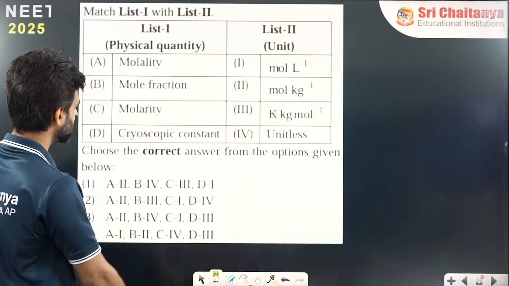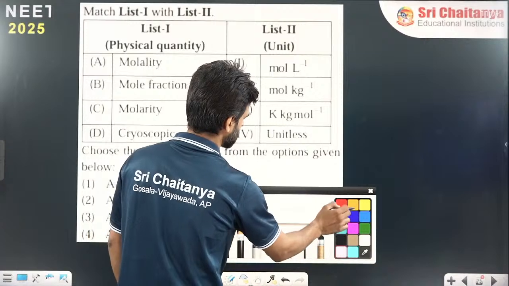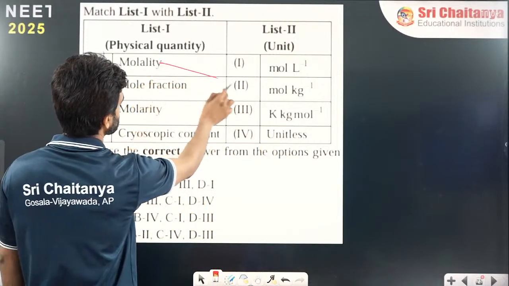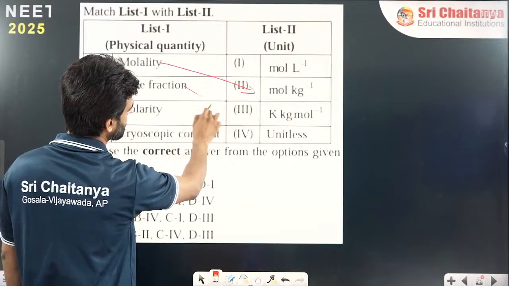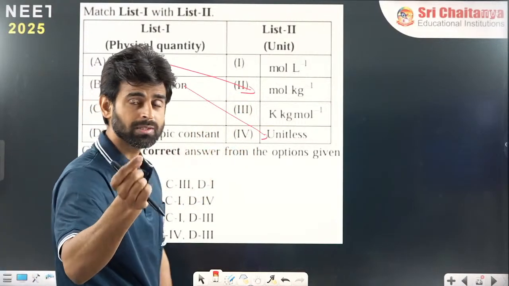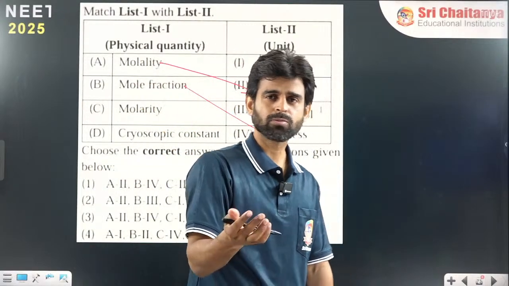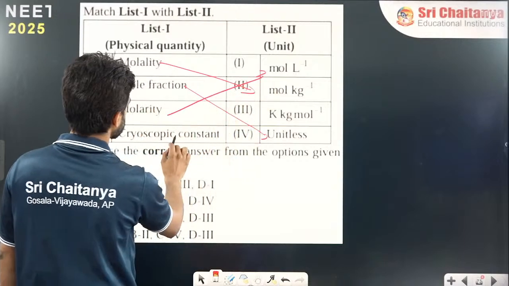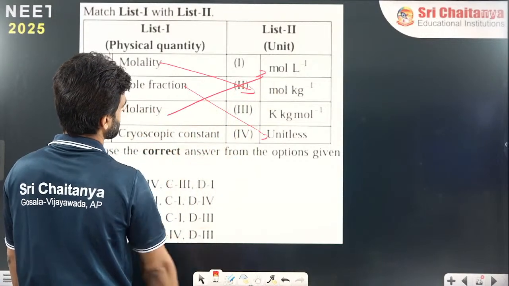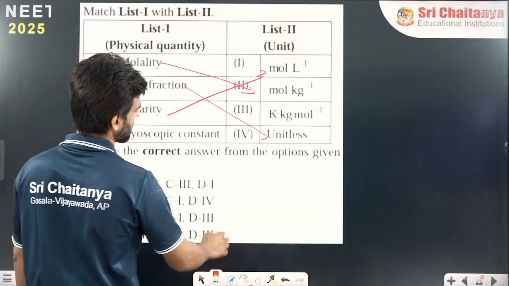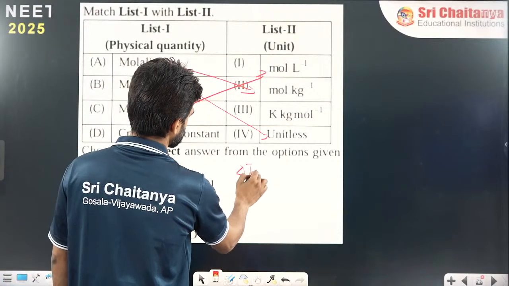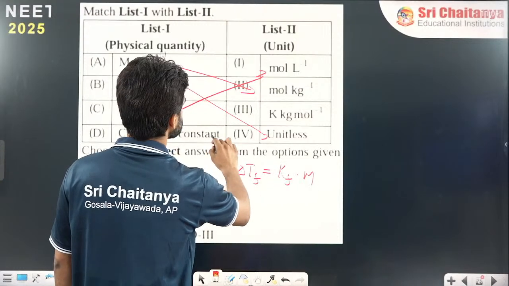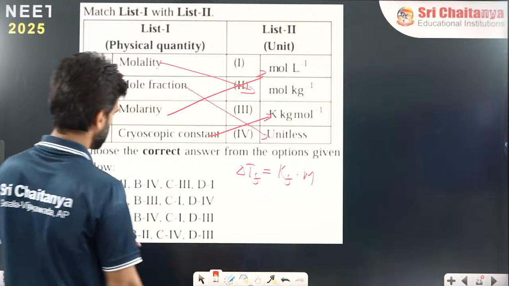Okay, now they are asking the units of concentration terms. So we can see here we have molality, so definitely mole per kg. Mole fraction is definitely unitless, because moles of A divided by total moles, so moles cancel out, there is no unit left. Molarity, mole per liter. And definitely with the cryoscopic constant, what are we talking about, Kb, right? What is Kb? Sorry, Kf, delta Tf equals Kf m. So from here you can find this easily, fine.